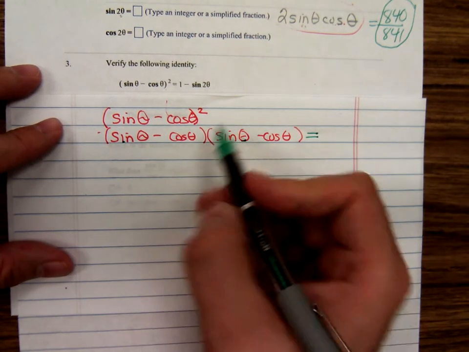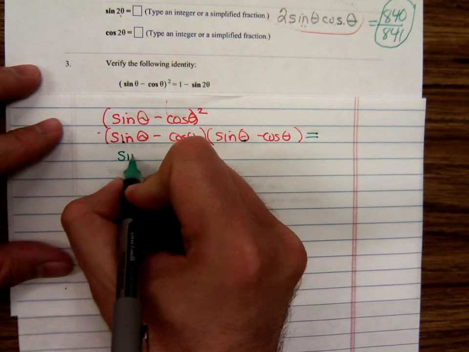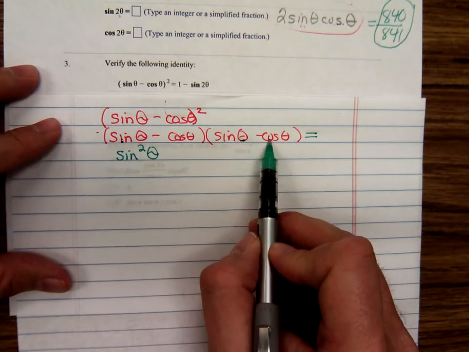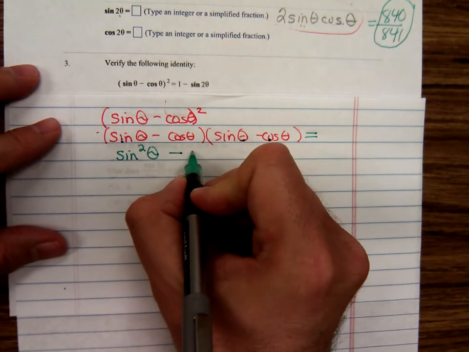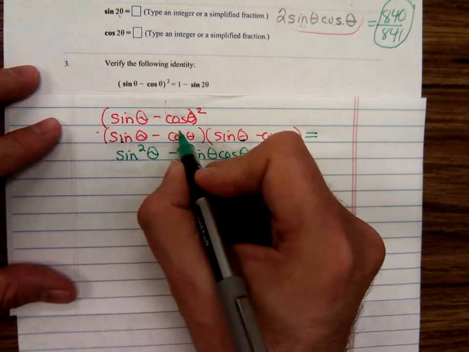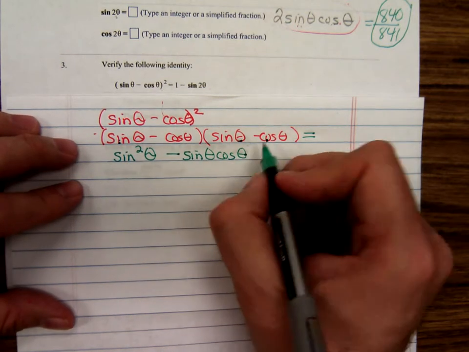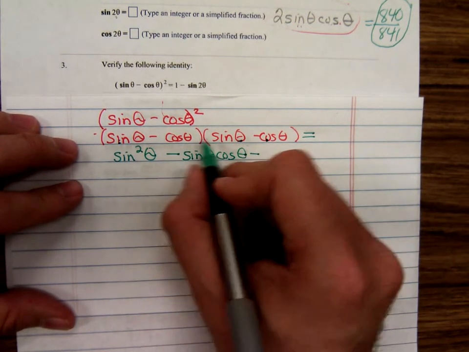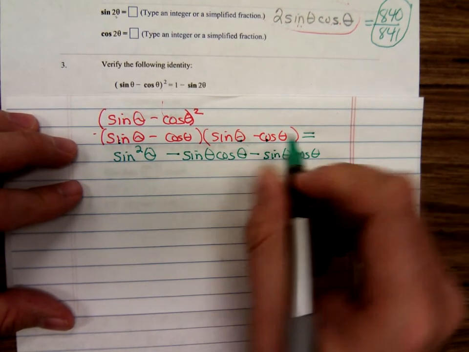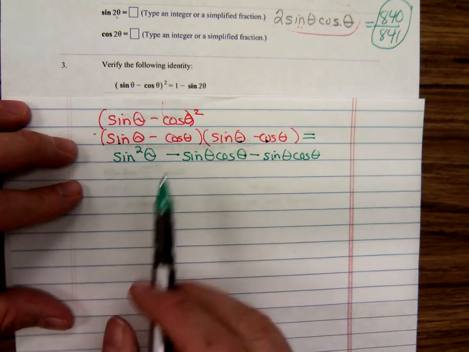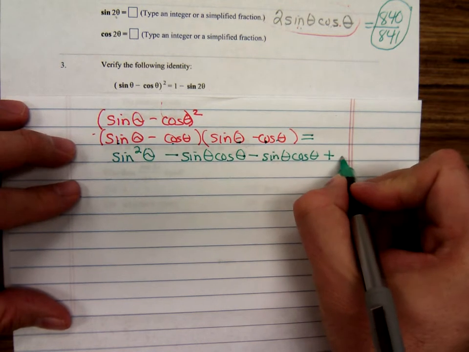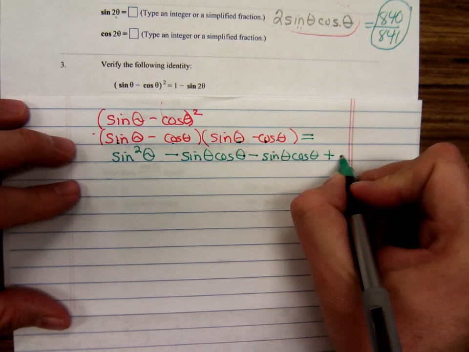Foiling out. Sine theta times sine theta, that's sine squared theta. Sine theta times a negative cosine theta, I'm going to write it negative sine theta cosine theta. And then the next one, if I do the inner ones, is it another negative? It's cosine theta sine theta, but I can write it with the sine theta first because that's how I wrote it right here. And what's the last term going to be? Plus cosine squared theta.